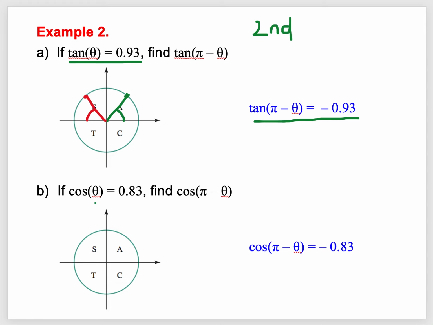Okay, bit repetitive. Cos theta equals 0.83, so thinking of that as a first quadrant angle, find cos of pi minus theta. Again, pi minus theta puts us in the second quadrant. We just need to consider in the second quadrant, is cosine negative or positive, and it is negative because only sine is positive in the second quadrant. So cos of pi minus theta equals negative 0.83. Same value that we had originally, but negative. And that's basically how those questions work.